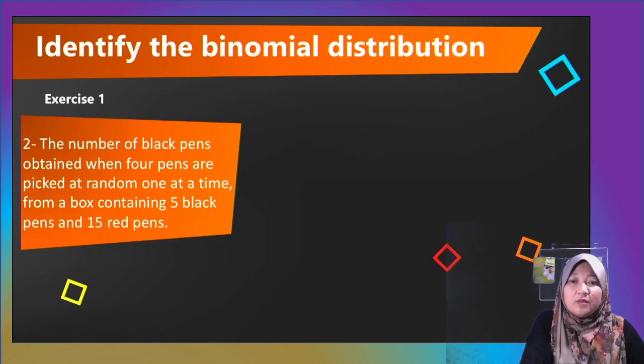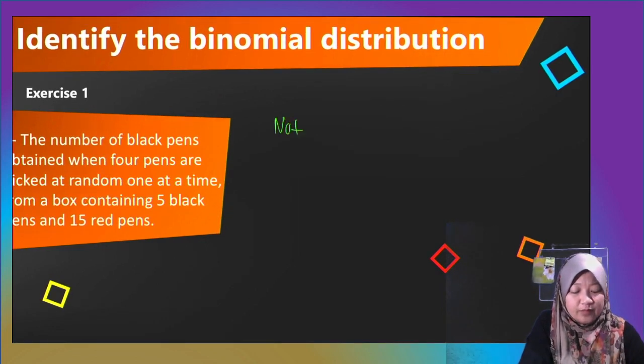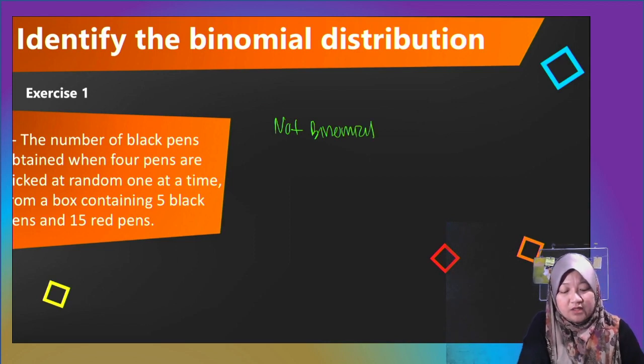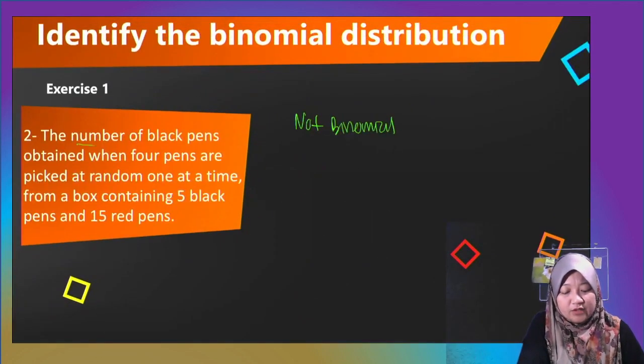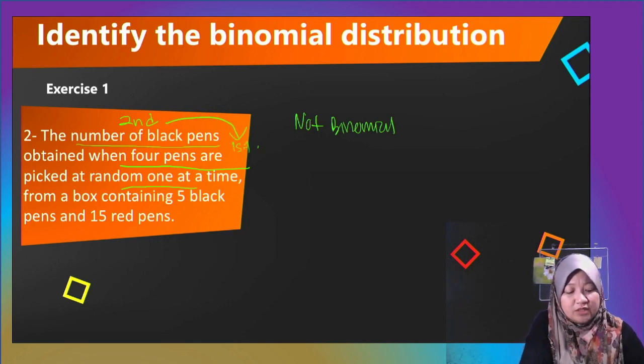Okay, the second one, the number of black pens obtained when 4 pens are picked at random, one at a time, from a box containing 5 black pens and 15 red pens. So this one is not binomial distribution. Not binomial. Why? Because this event, the second outcome, depends on the first outcome, 4 pens picked at random one at a time. This one is first event. So second event depends on first event. So this one is not independent.